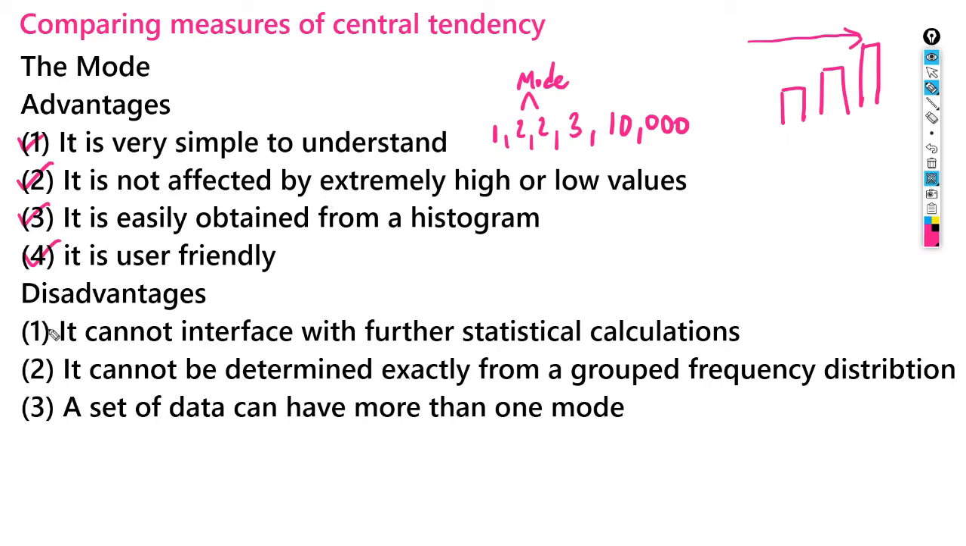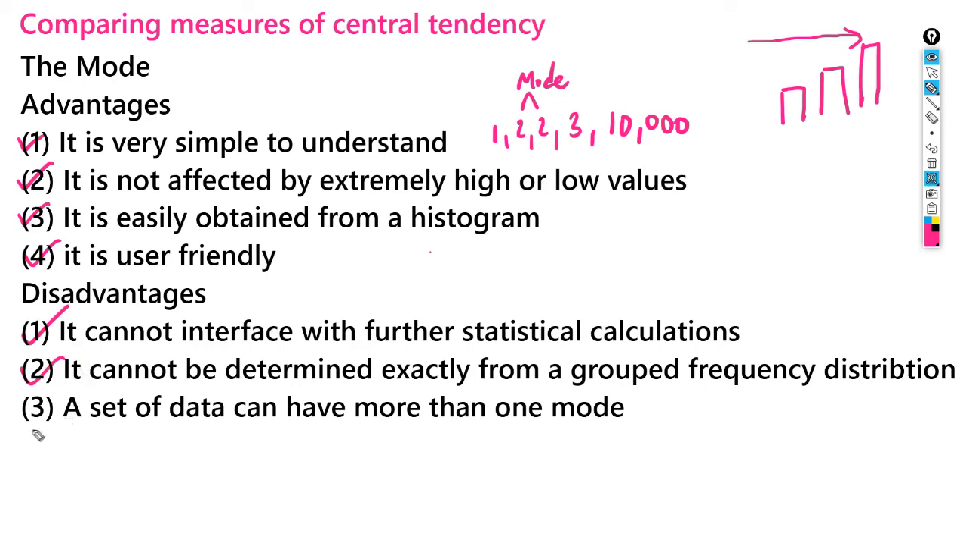Now, the last one says the disadvantages here. So we're going to look at the disadvantages. It cannot interface with further statistical calculations, and that's true. We mostly use the mean for that instead of the mode. So we don't really use the mode for any statistical calculations, and that's true. It cannot be determined exactly from a group frequency distribution. And that's true. You basically estimate it if you can, but you cannot determine it exactly.